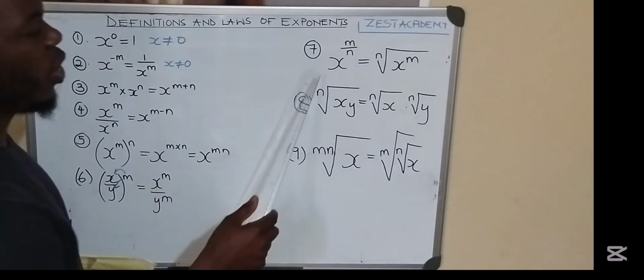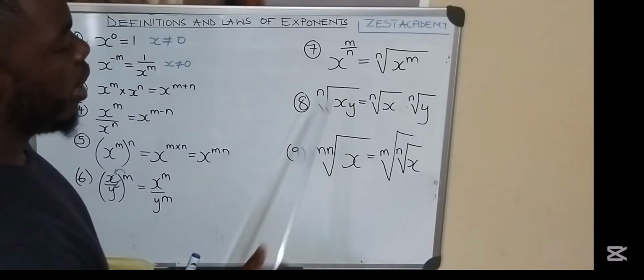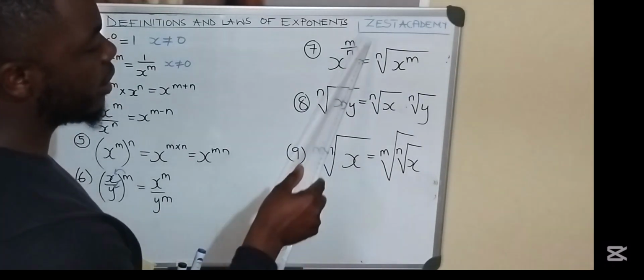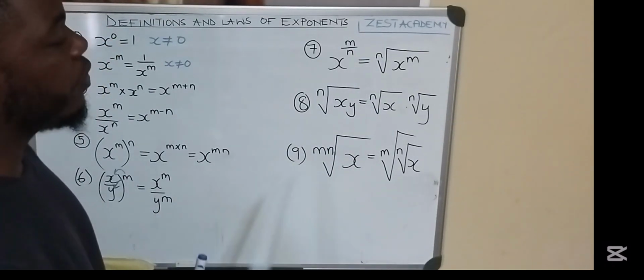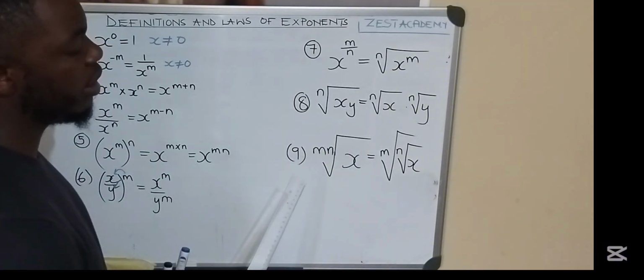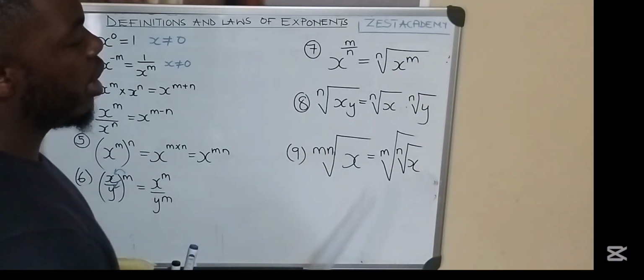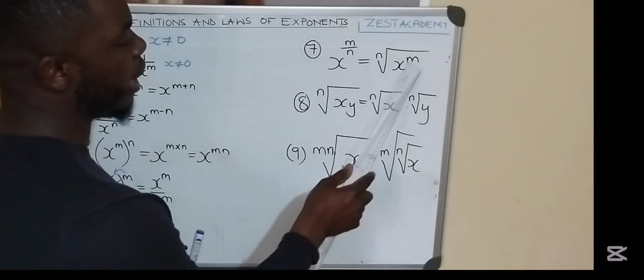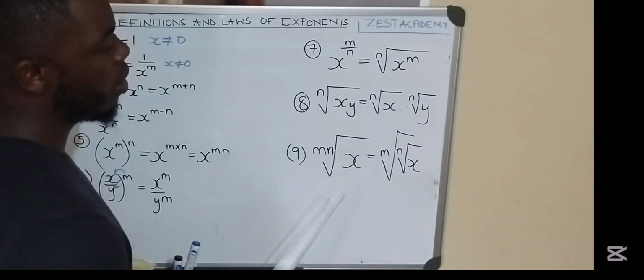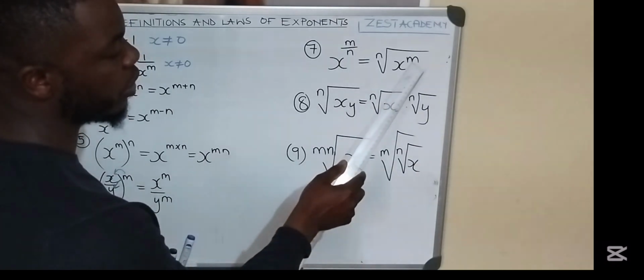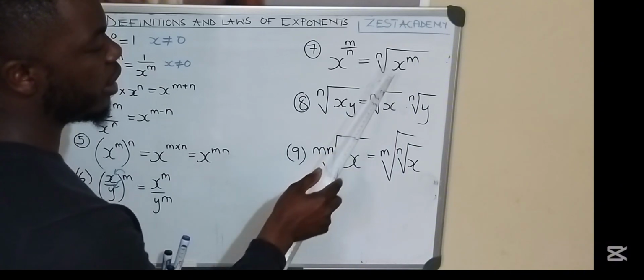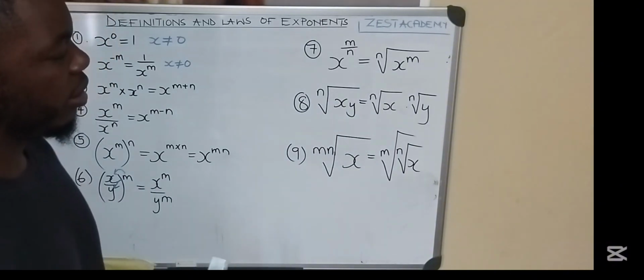And then law number 7, if your power is a fraction, what we do is that the base will be raised to the numerator and rooted to the denominator.